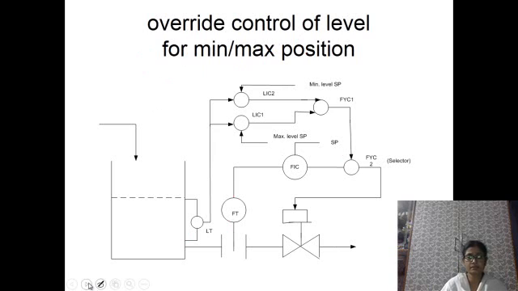So that's all about our four types of special control schemes: ratio control, cascade control, split range control, and override control. So that's all about special type of control scheme.